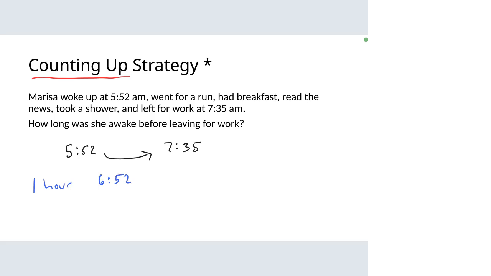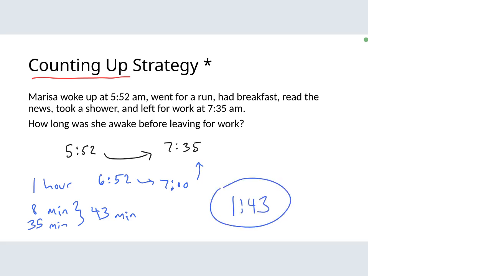And then this is how my brain does it. Yours might be a little different. But then I'm going to do 8 minutes to get me to 7 o'clock. And then 35 more minutes will finish it off. And then I'll put those two together and have 43 minutes. And so the total time was an hour and 43 minutes.